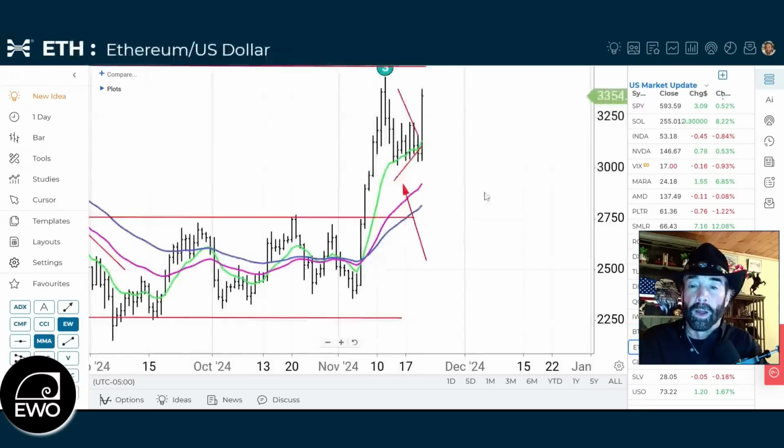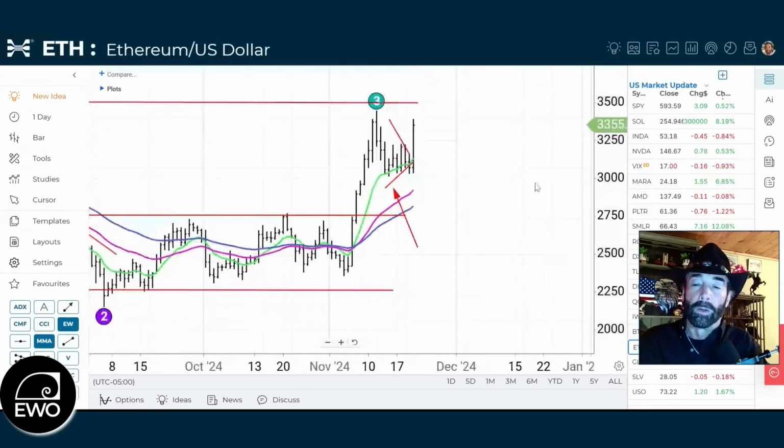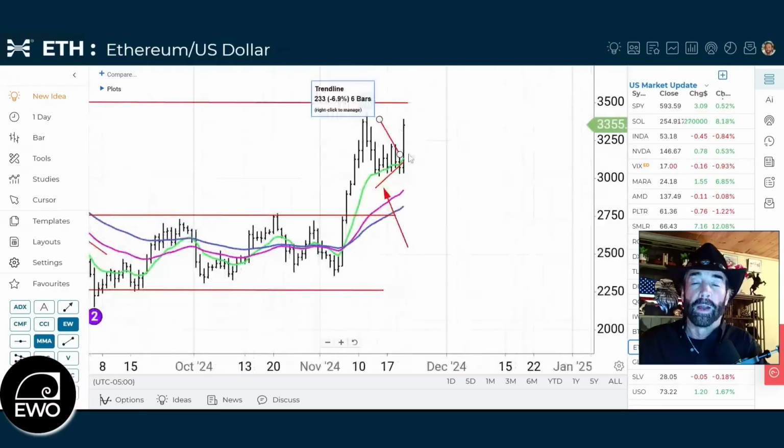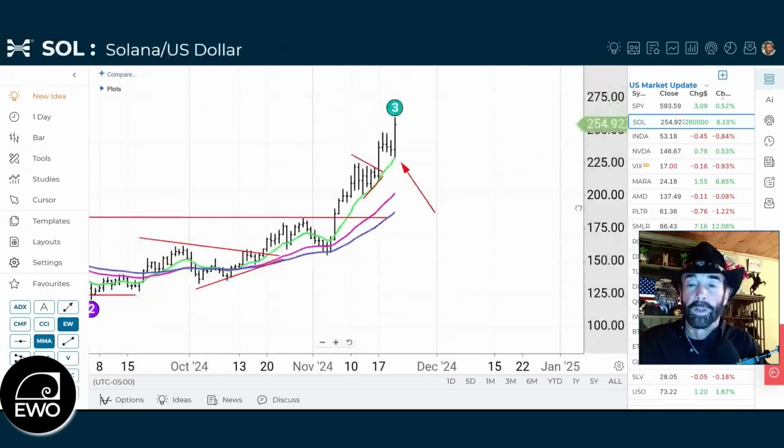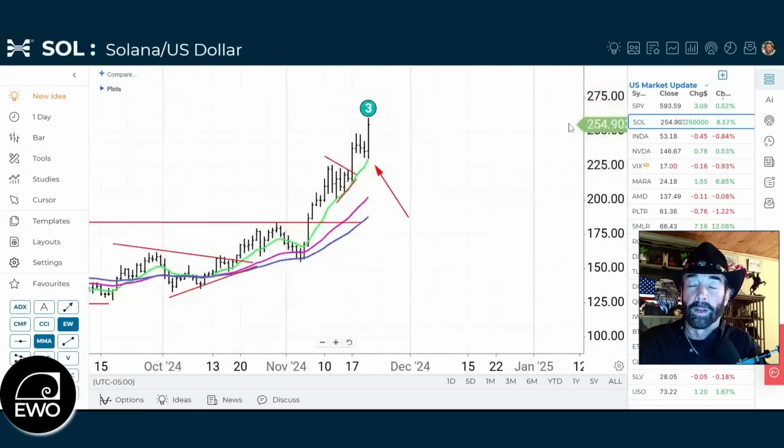And Ethereum got its act together today. Look at that in a big way, breaking out of that little triangle that we had. Now we want to see if Ethereum can get above 3,500. Taking a look at Solana. Nice move to the upside today on Solana as well, getting above 250 on that. Also breaking out of its nice little triangle. You can see all these triangle moves working extremely well.